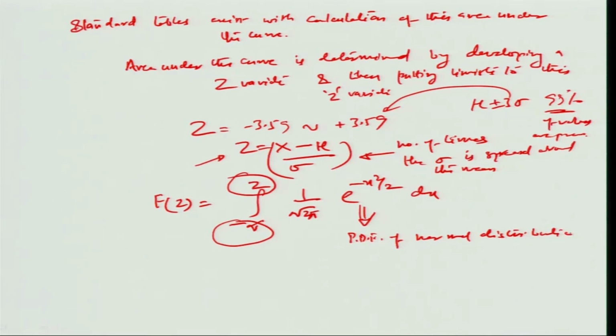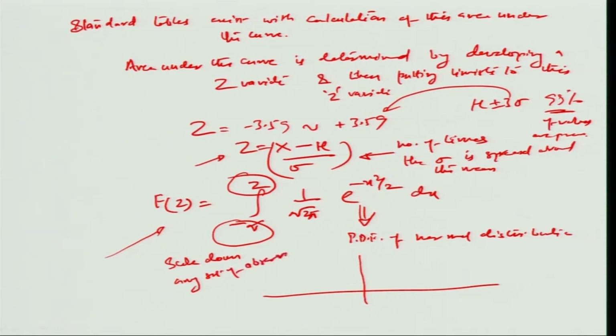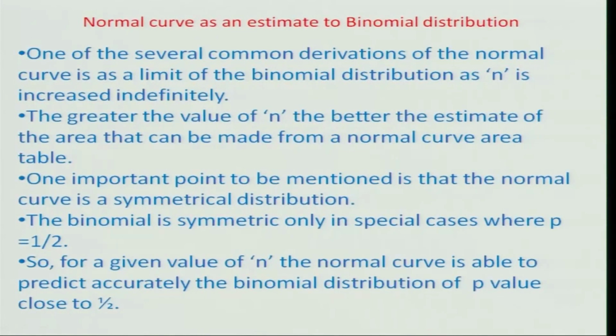So, this is whatever common knowledge is needed about this normal distribution, and so obviously, the idea is that I can scale down any set of observations to this normal distribution, then the occurrence of an event within the area under the curve becomes very, very easy, which is actually important for statistical quality control.